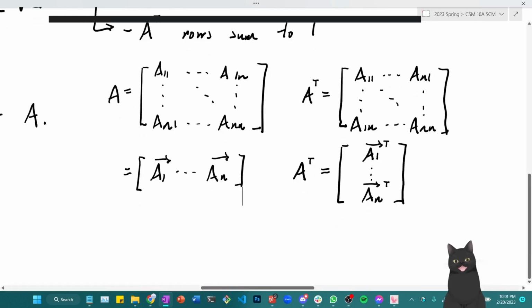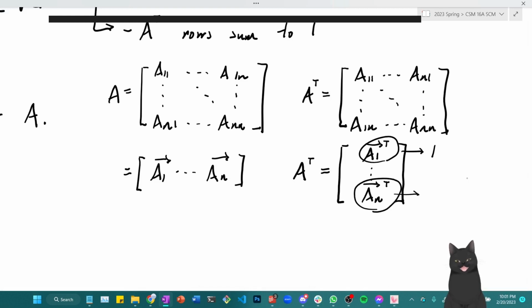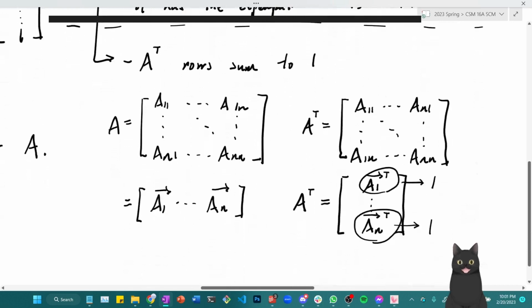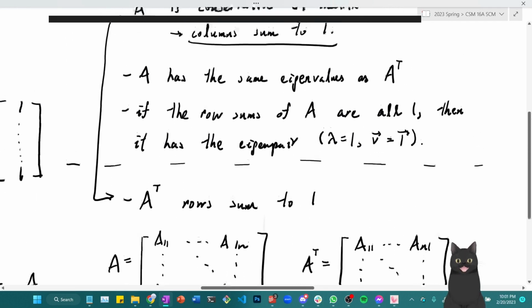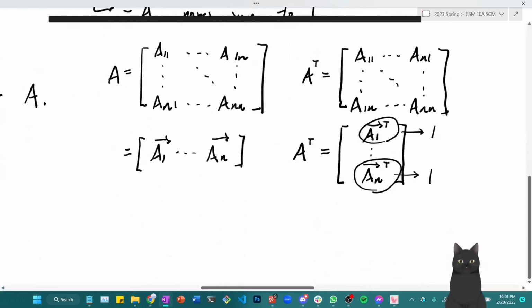So in other words, A1 transpose sums up to 1, meaning that the first row of A transpose sums to 1, and AN transpose sums to 1, meaning that A transpose's nth row sums to 1 as well. If A transpose rows sum to 1, then according to what we have proven in part B, it must have the eigenpair lambda equals 1 and vector v equals 1.